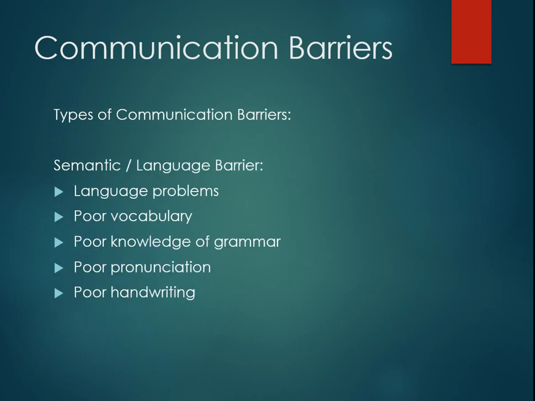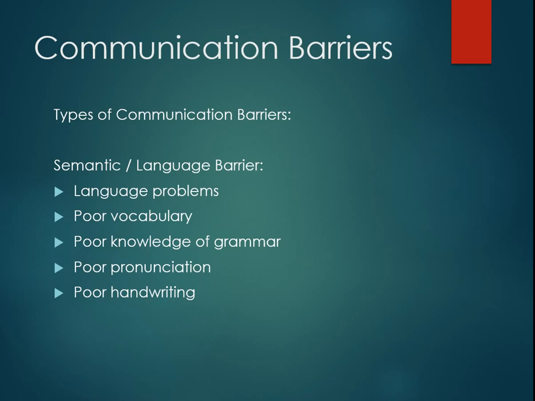The first type is semantic barrier, which is also called language barrier. Language barrier is a figurative phrase used primarily to refer to the linguistic barriers to communication. For example, those difficulties in communication that are experienced by people or groups originally speaking different languages or even dialects in some cases. So in this, we have language problems, poor vocabulary, poor knowledge of grammar, poor pronunciation, poor handwriting. All these things play a role in our inability to comprehend a message.